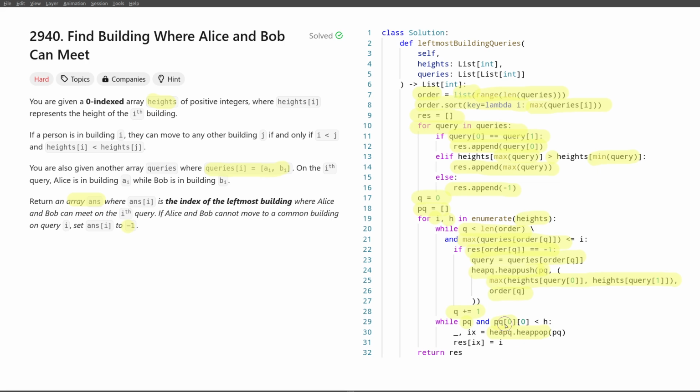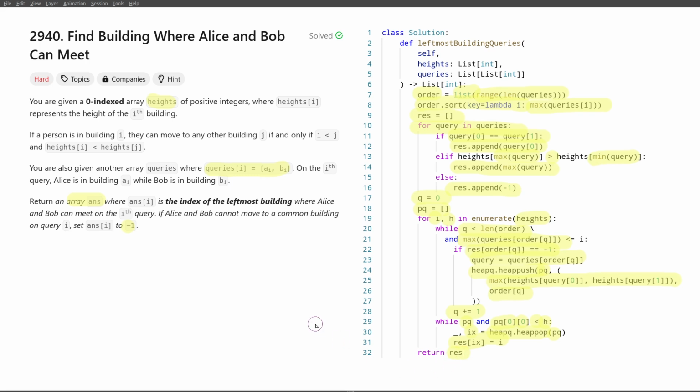In a heap, pq of 0 is the element that's the smallest. pq of 0 is the height of the higher of the two buildings, and if it is smaller than our current building, then we can move both of them to our current building. Since they are in the priority queue, we still don't know the answer, so the answer is our current building. So we take the index, which is the second value, so pq of 0 of 1, or we can just heappop and unpack it into this index. The result for that index is our current value i, and at the end we return the result.